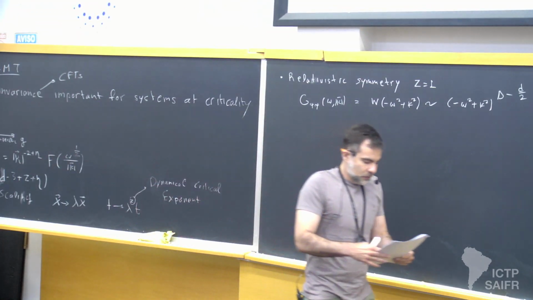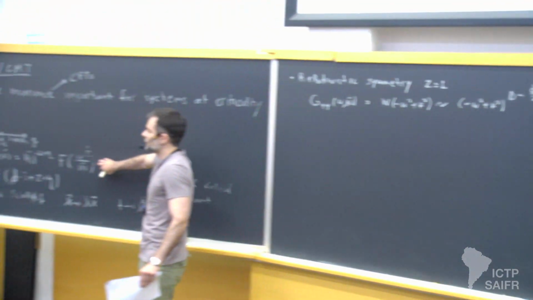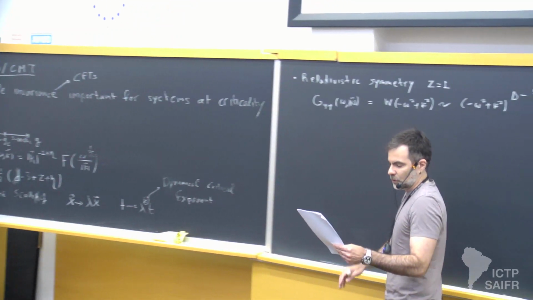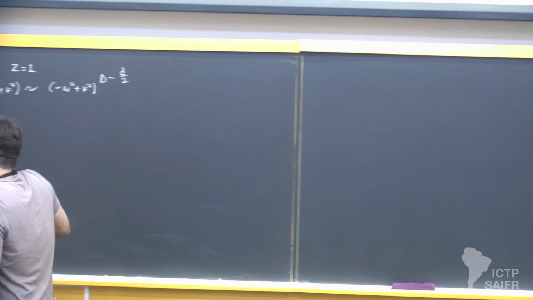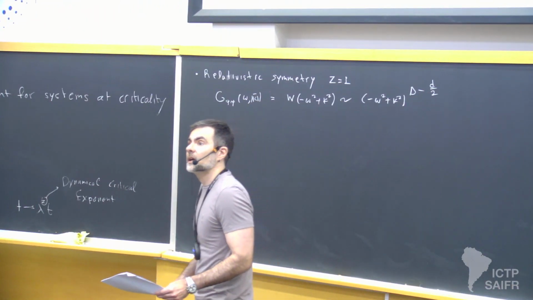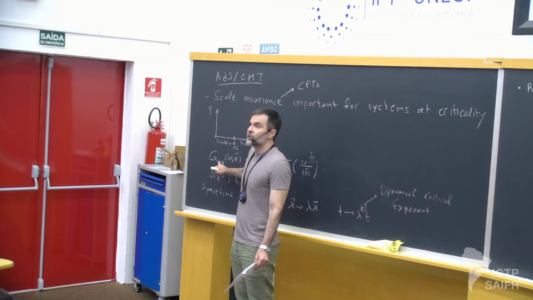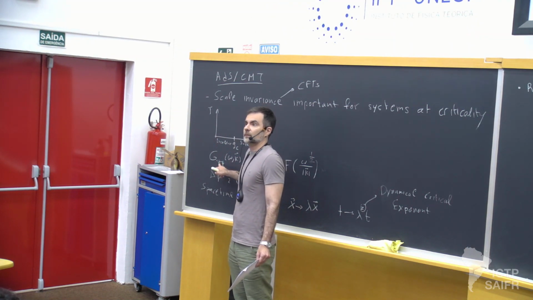Okay? If you don't have relativistic invariance, then this is all you can say, just by symmetry, without knowing any of the details. And indeed, yes? Delta psi is the dimension of the observable psi, the scaling dimension.